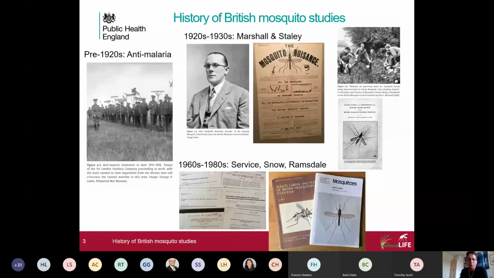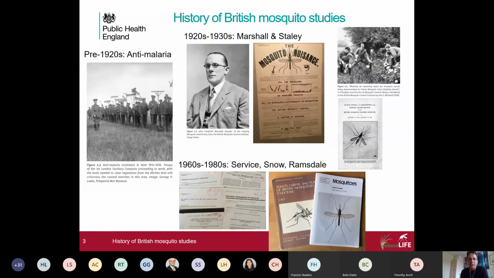So just to go back 100 years, pre-1920, a lot of the effort on mosquitoes was all around malaria. Ague was well known in different parts of the country, particularly in the Thames estuary and parts of the Fens, which was later attributed to malaria. And then there were small outbreaks of malaria in returning servicemen in the Thames estuary, transmitted by local Anopheles mosquitoes.